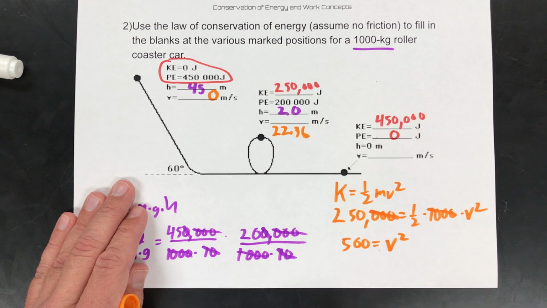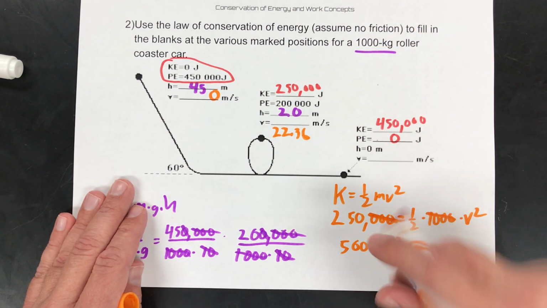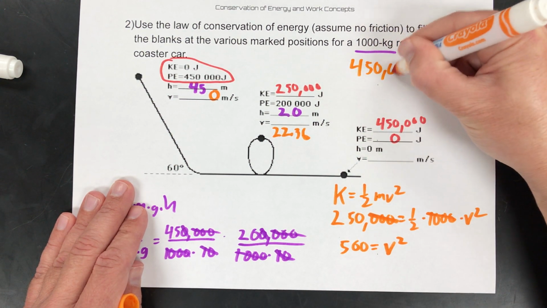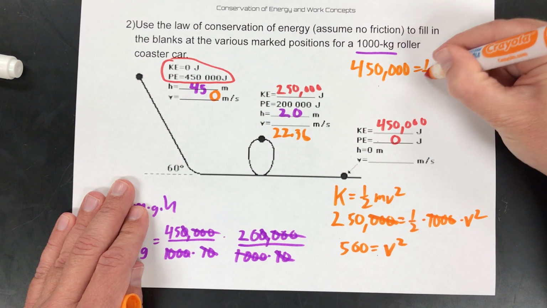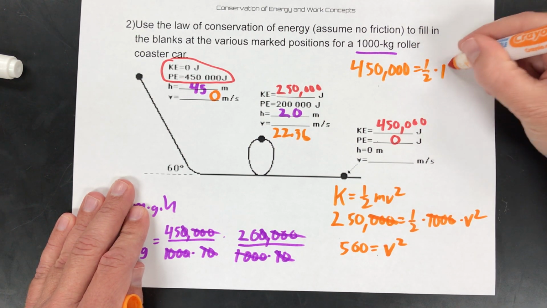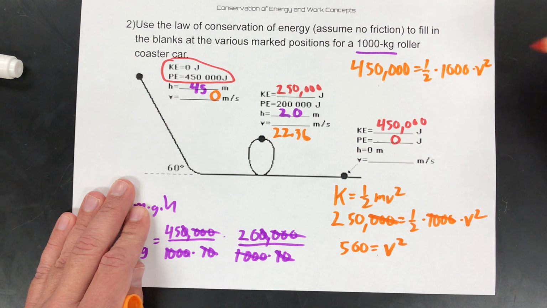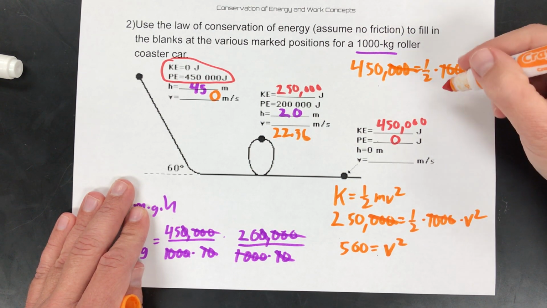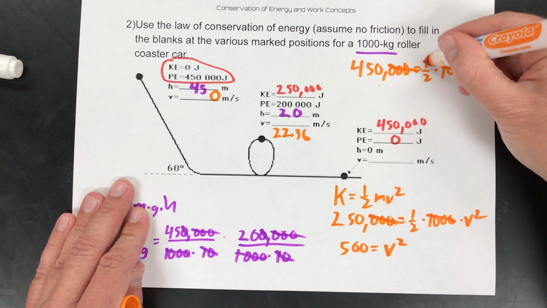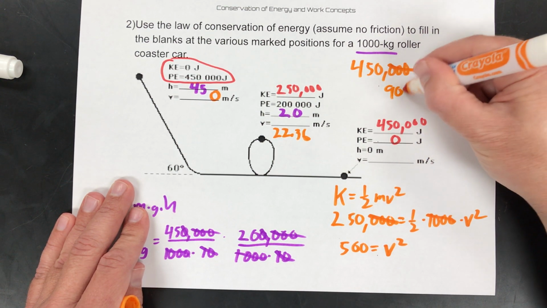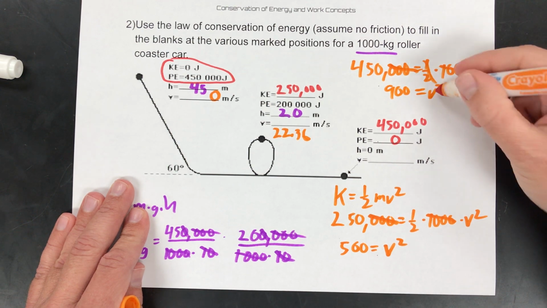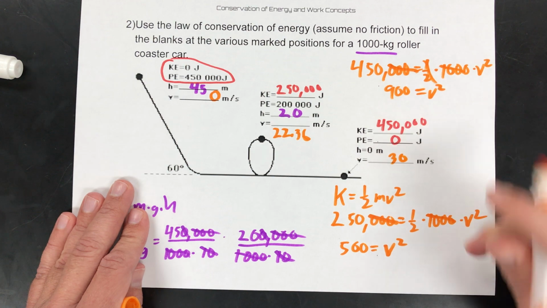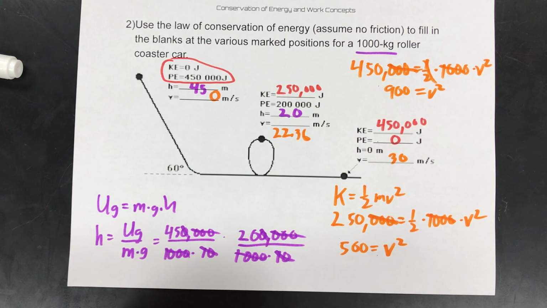We're going to do the same thing here for this velocity, and so we're going to plug it into this equation, but this time our kinetic energy is 450,000. Again, that's equal to 1/2 times our mass, which is still 1,000, times v squared. So to solve for v, I'll divide each side by 1,000, knock off those 3, multiply each side by 2 to get rid of the half. That will give us 900 is equal to v squared. Take the square root of each side. Square root of 900 is 30. So the velocity at the end there is 30 meters per second.